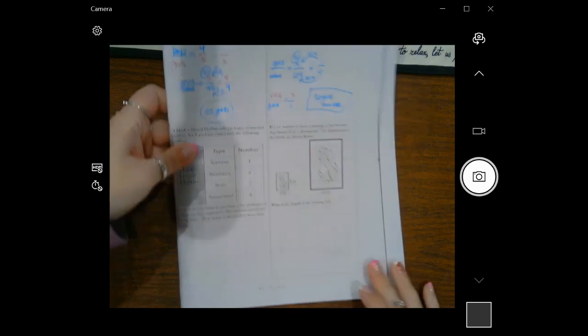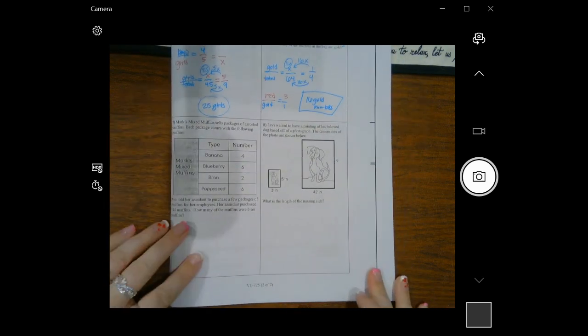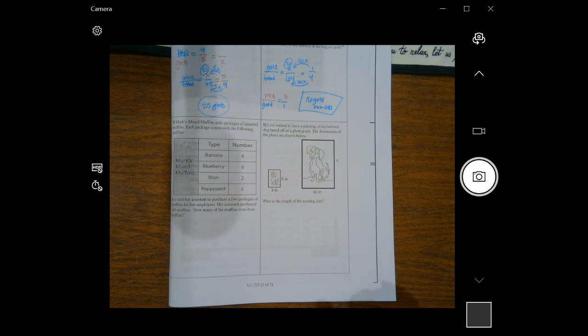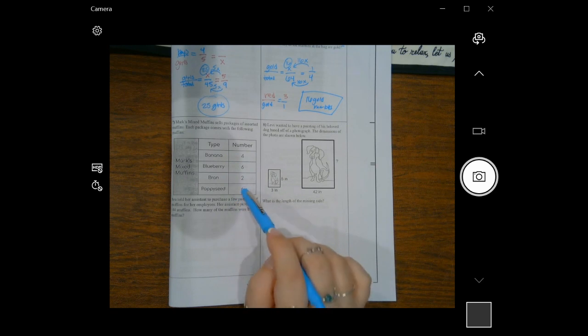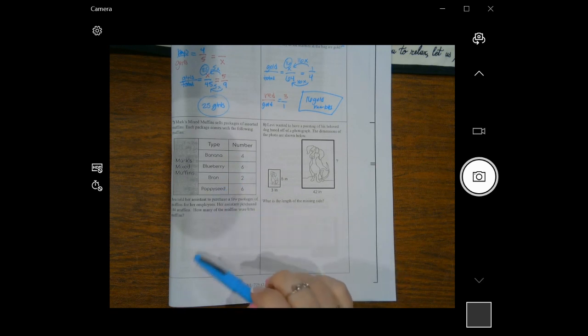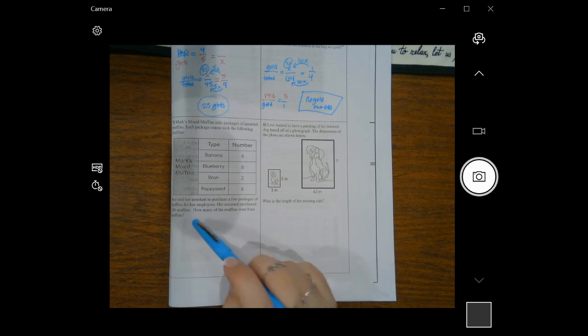Okay, this next one, we're going to use this table to help me answer the question. And it says, Mark's Mixed Muffin sells packages of assorted muffins, and each package comes with the following amount of muffins. 4 banana, 6 blueberry, 2 bran, and 6 poppy seed. So Ava told her assistant that in order to purchase a few packages of muffins for employees, her assistant manager needed to purchase 144 muffins. So how many of the muffins were bran muffins?